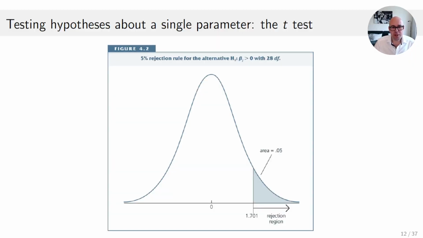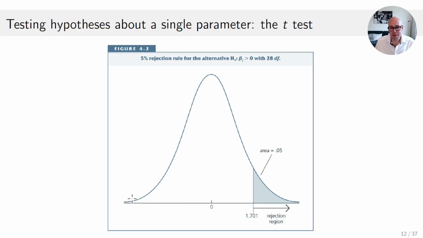In terms of a picture, this picture is taken from Wooldridge. It's figure 4.2. What it shows is the 5% rejection rule for the alternative that beta j is greater than 0 with 28 degrees of freedom.